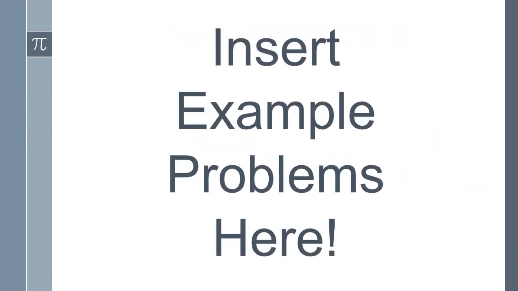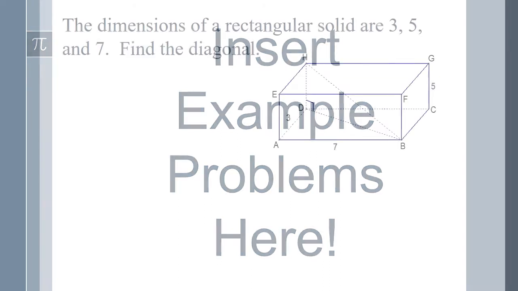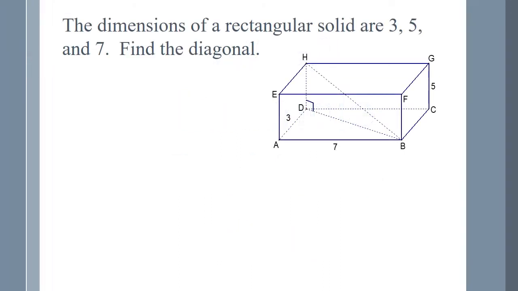Okay, let's insert some example problems here. The dimensions of a rectangular solid are 3, 5, and 7. We want to find the diagonal. The first thing we're going to have to do is find 2 segments, actually. Number 1, you're going to have to find this segment first, and then you're going to have to find this segment here. So let's go ahead and do that.